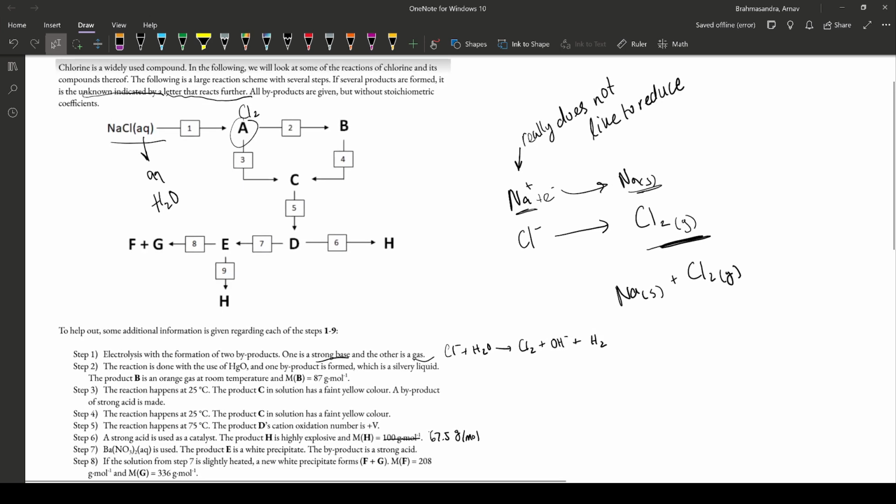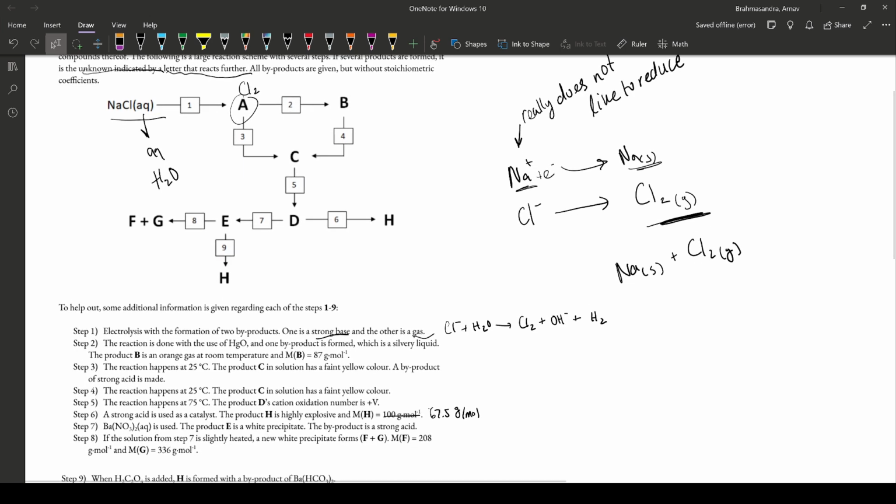So we form our chlorine gas. That's our step 1. Now let's look at step 2.